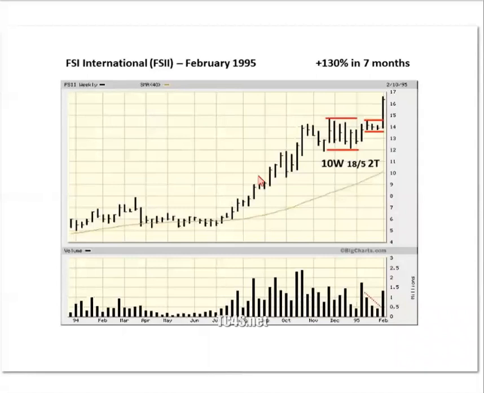Now, this will show up also on a weekly chart. You'll see we're looking at FSI International. I traded this stock back in February '95, and this is a 10-week, 18 by 5 2T. So we had that one correction that came in, about 18%, fairly tight, and then just a little 5% handle here. This is just a classic cup with handle with VCP characteristics, and it has 2 contractions, if you want to call them that. And you can even see on a weekly how the volume contracts here, and then when it starts to break out, the volume comes out here.